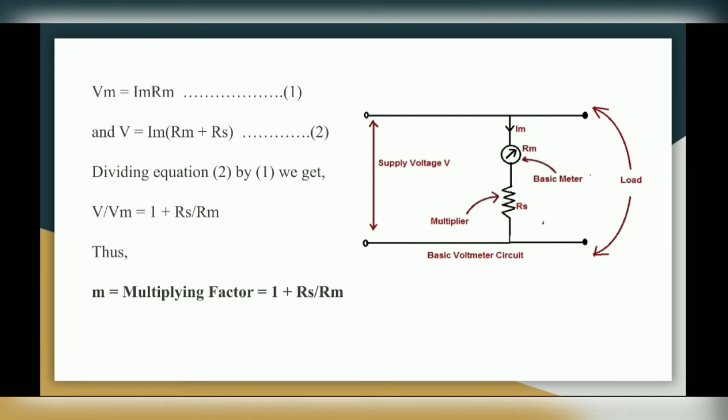Dividing equation 2 by 1, we get V upon Vm is equal to 1 plus Rs upon Rm. Thus, m is the multiplying factor, which is given by 1 plus Rs upon Rm. So V upon Vm is the multiplying factor, and the final equation is: multiplying factor is equal to 1 plus Rs upon Rm.